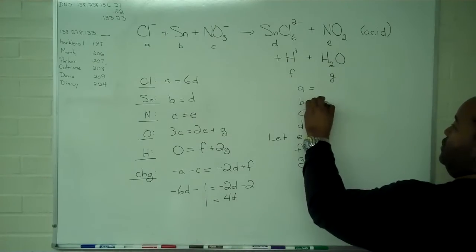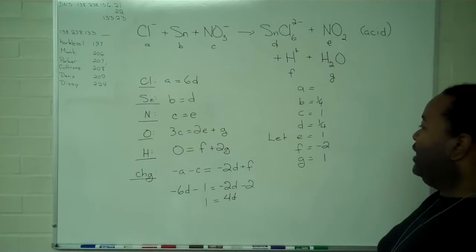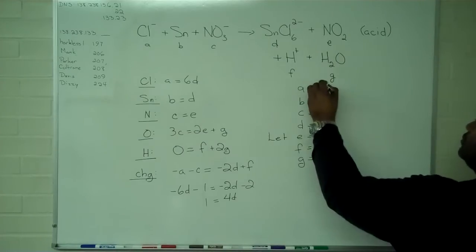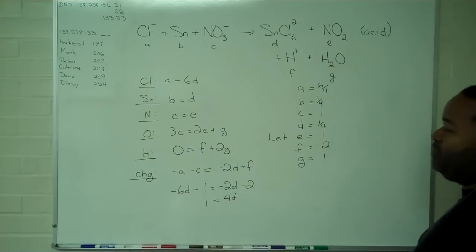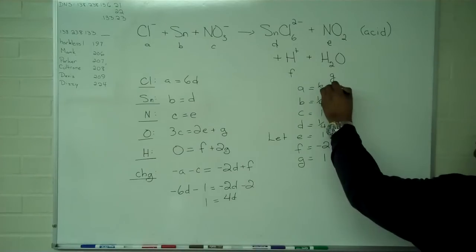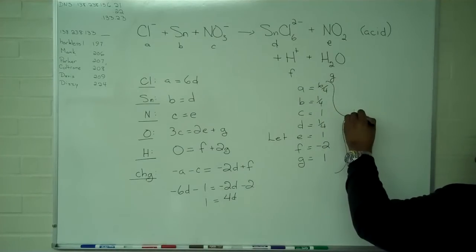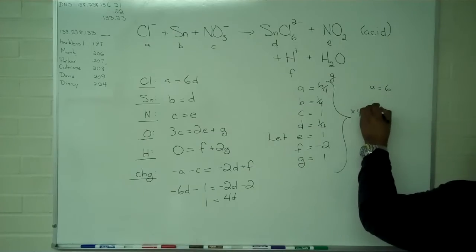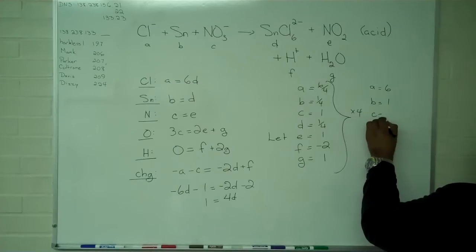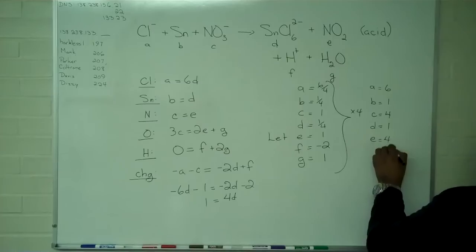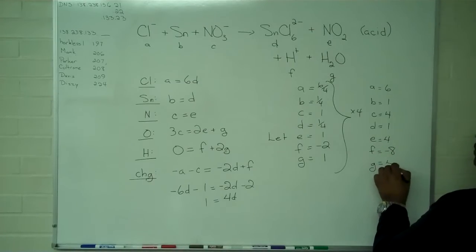B and D are also equal to each other. And A equals 6 times D, so that would be 6/4. And the reason I don't simplify that is because in the algebraic method, when we're left with fractions, we're going to multiply everything to get rid of it. So by multiplying everything by 4, I have A equals 6, B equals 1, C equals 4, D equals 1, E equals 4, F equals -8, and G equals 4.